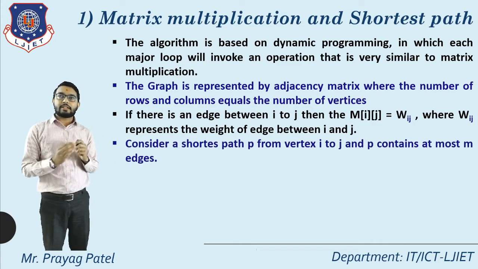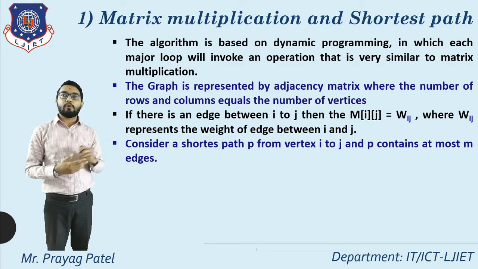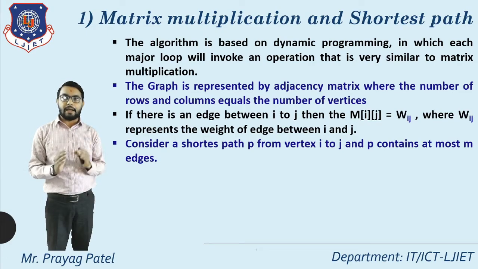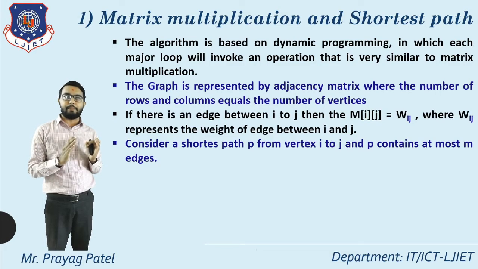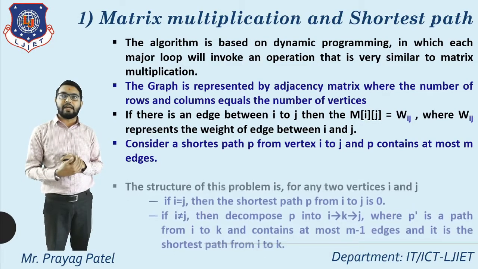Now consider a shortest path p from vertex i to j, and p contains at most m edges. Means if you want to find the distance from i to j, then for the distance from i to j consider the path as p, and p contains at most m edges. Means here consider m as 5 edges, 6 edges, like this.